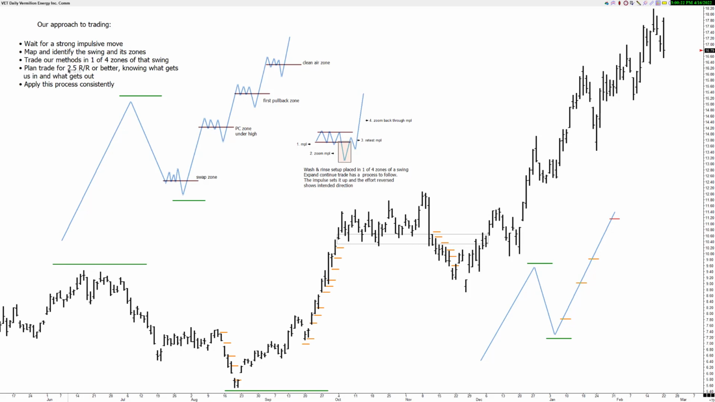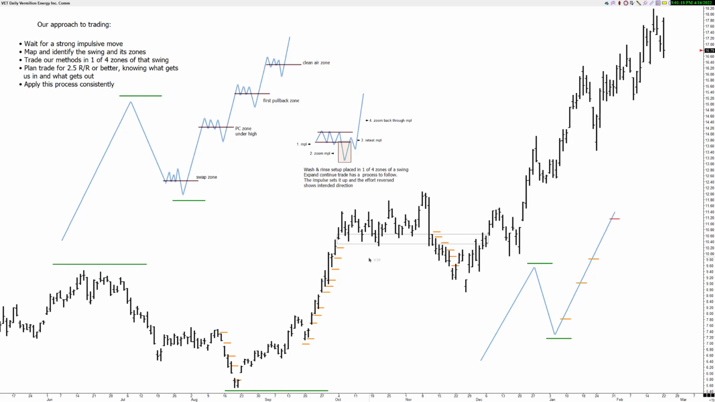Each trade will be planned for 2.5 risk reward or better, knowing what gets us in, knowing what gets us out. And knowing all this ahead of time, so we're not fumbling in the heat of the moment. This is methodically trading a method and a plan, knowing what we're after, what gets us in, how we are going to enter, how we're going to manage, how we're going to get out. And then we're going to apply this same process consistently, a setup in one of these zones.